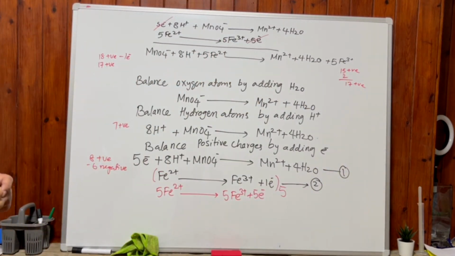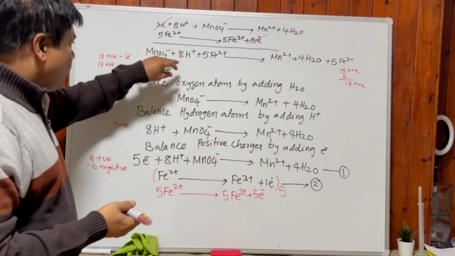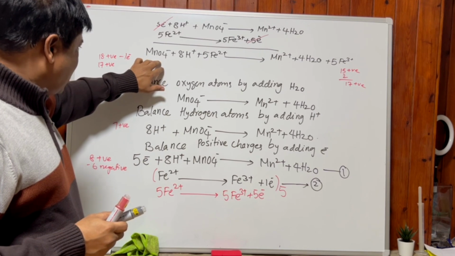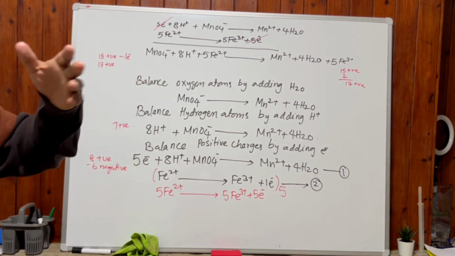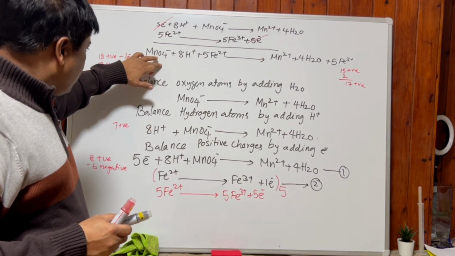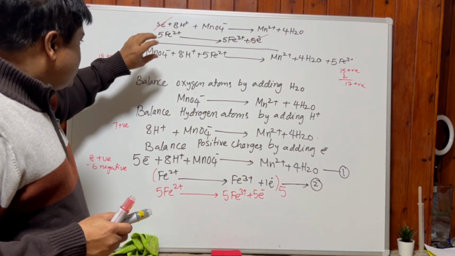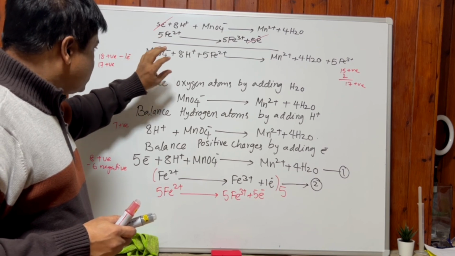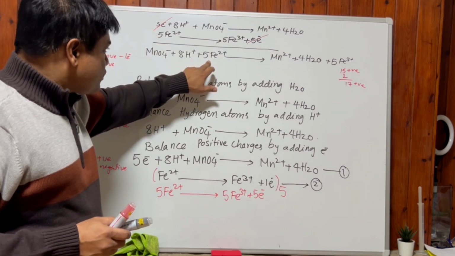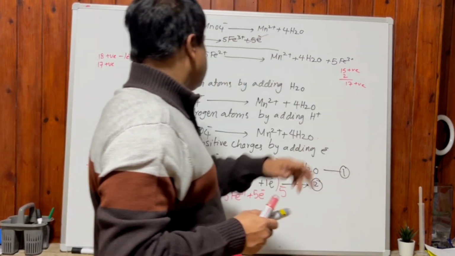So everything is balanced. That's our final overall equation, meaning MnO4-, actually it's KMnO4, but the potassium is the spectator ion. MnO4-, which is a well-known oxidizing agent, oxidizes Fe2+ to Fe3+.